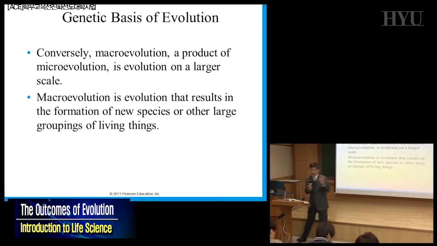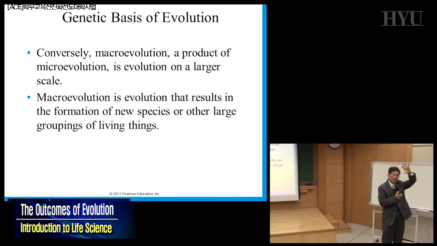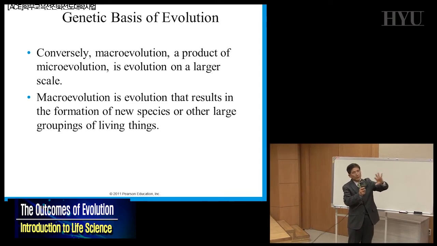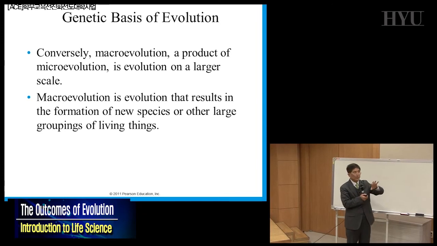What is the opposite of microevolution? It's called macroevolution, okay, it's a bigger picture. In other words, how a species can become different species starting from the same species. If they change enough and become two different species over a longer period of time, it's called macroevolution. It's evolution that results in the formation of new species or large groupings of living things. We'll come back. That's next chapter, chapter 18. Okay. Chapter 17 is about microevolution.